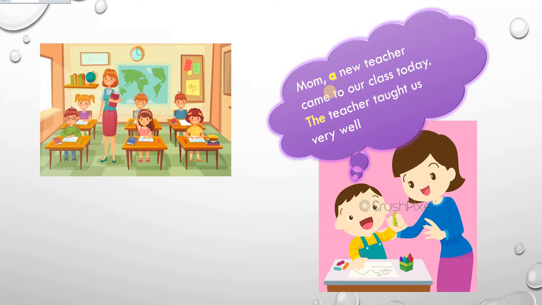In this dialogue, you can see there are two sentences. In the first sentence, he uses a, and in the second sentence, he uses the for the same teacher. This is because when he speaks about a new teacher, he is not specific about the teacher, and he knows his mother is also not specific about the teacher. So he says, "A new teacher came to our class today." And in the second sentence, he knows that he speaks about the same teacher. So he uses article the for the same teacher. Now you know the difference between a or an and the.